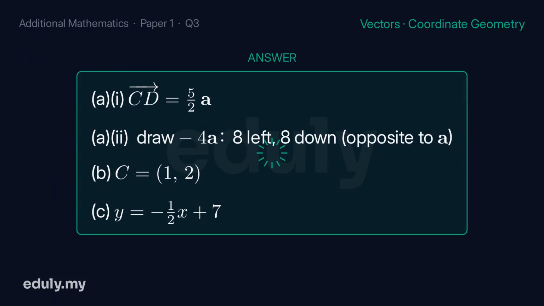Final answers. Part 1, CD equals 5/2 A. Part 2, negative 4A is drawn 8 squares left and 8 squares down, opposite to A. Part B, C is the point (1, 2), and Part C, the perpendicular line is y equals negative 1/2 x plus 7.